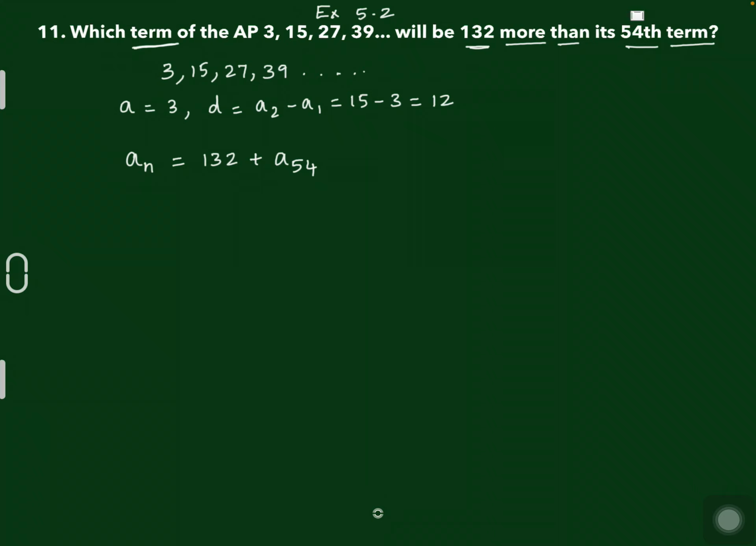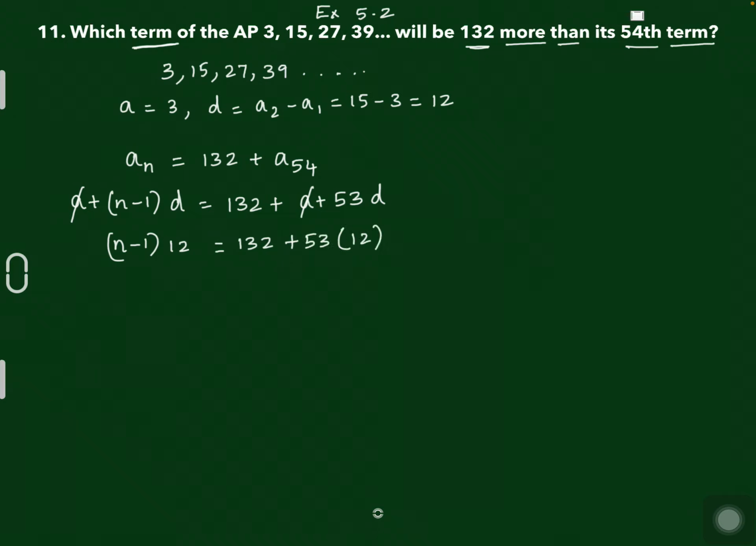How do you write the nth term? It is A plus n minus 1 into D. That is equal to 132 plus, how do you write A54? A plus 53D. So, A and A on either side get cancelled. We have to find n. So, n minus 1 into what is D here? 12, is equal to 132 plus 53 into what is D again? 12.